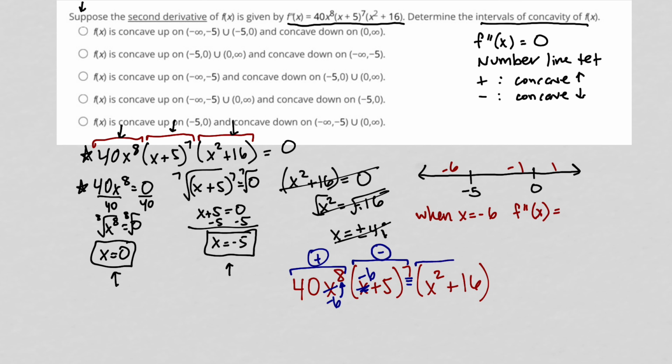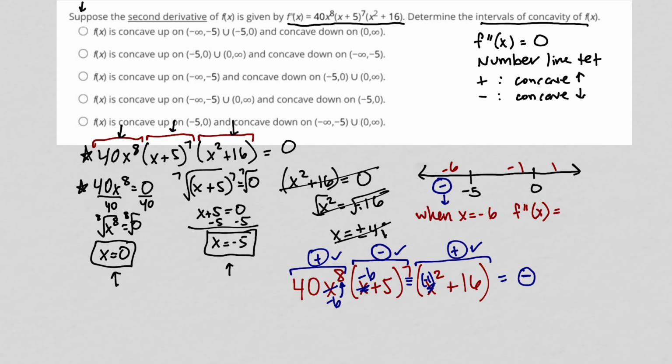And then in here, if I put a negative 1 in there, negative 1 to the 2nd power is positive, plus 16, it stays positive, so this is a positive. So I have a positive times negative times positive, which ends up giving me a result of a negative. Okay, so positive times negative is negative, and then negative times positive stays negative. So this is going to be a negative, which means we're concave down here.